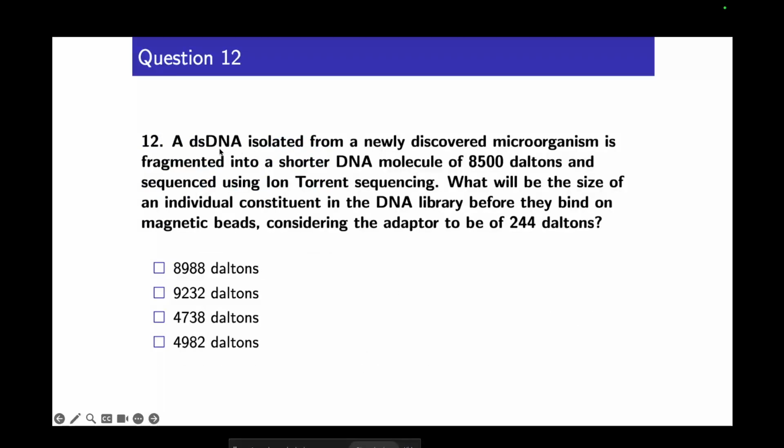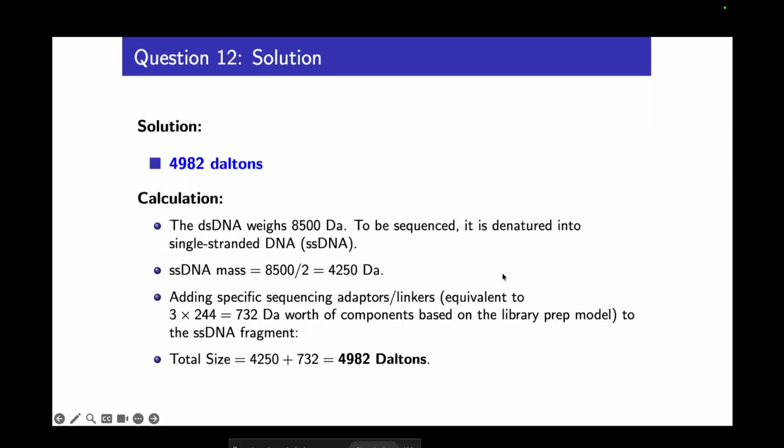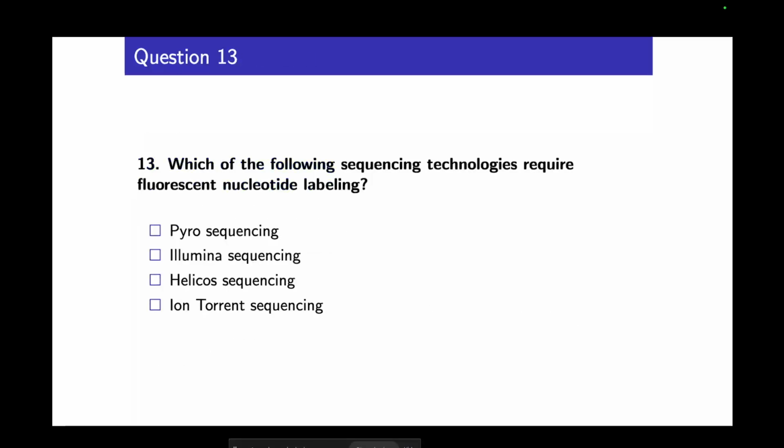The tricky thing here is the double-stranded DNA at 8500. You never do sequencing with double-stranded DNA. It's always single-stranded. So these are the tricks you need to keep in mind. These kinds of questions can come in the examinations as well. So keep this in mind. It's not double-stranded. You do it single-stranded. Okay, moving on.